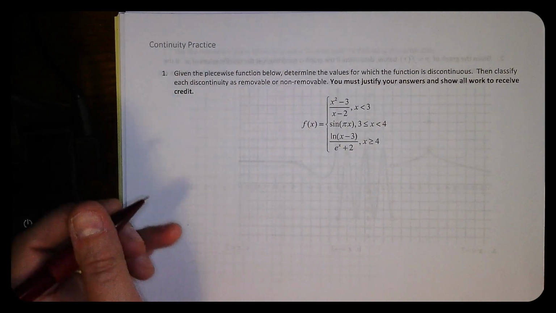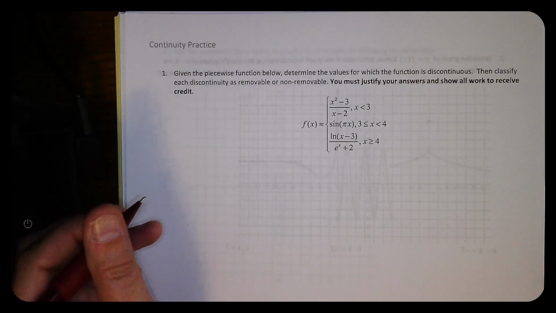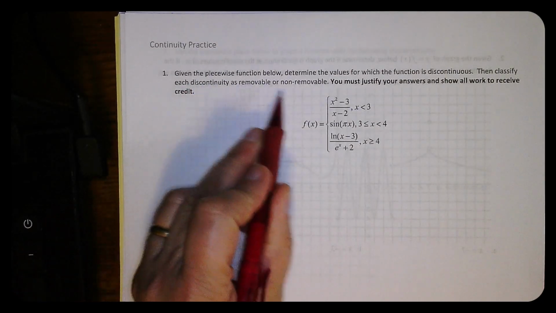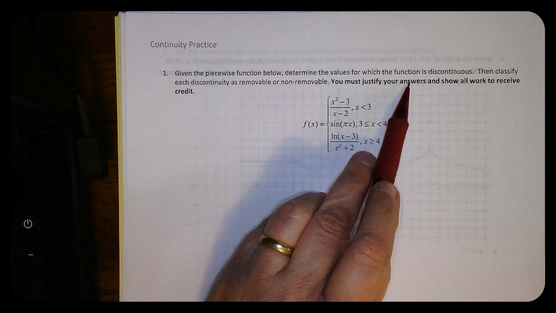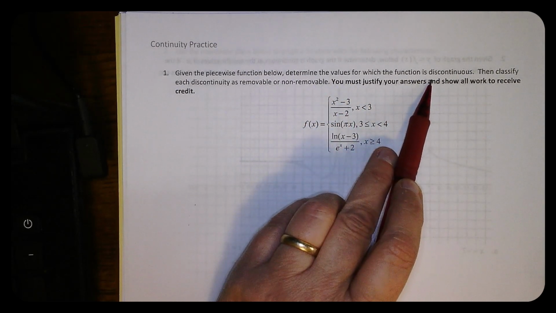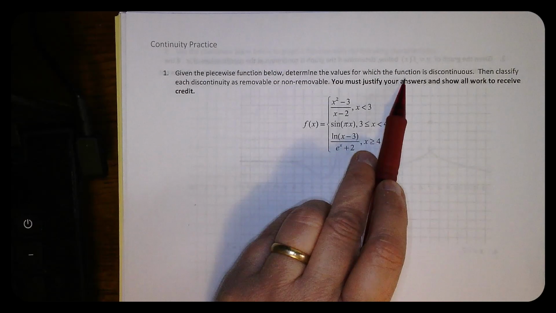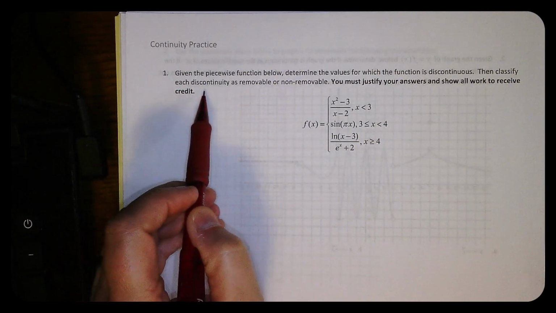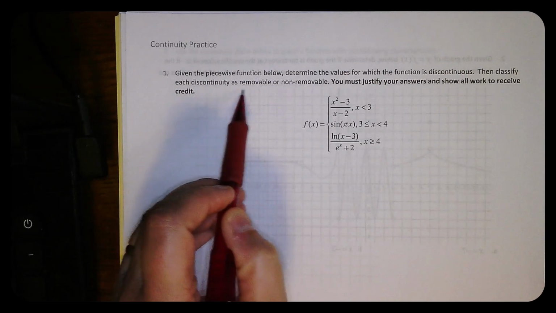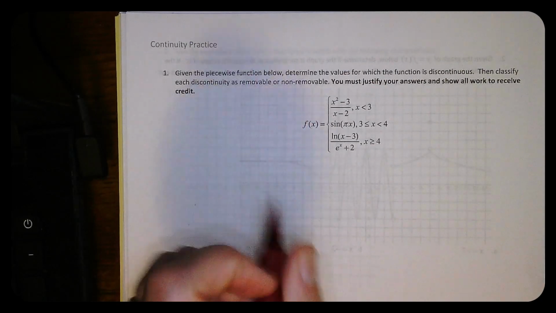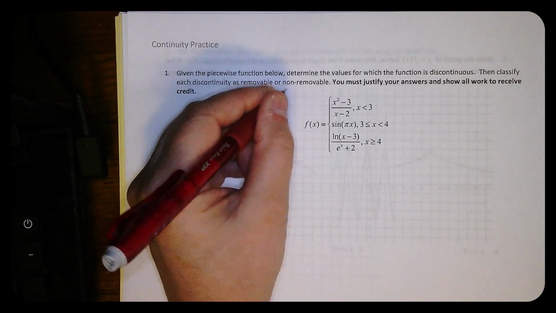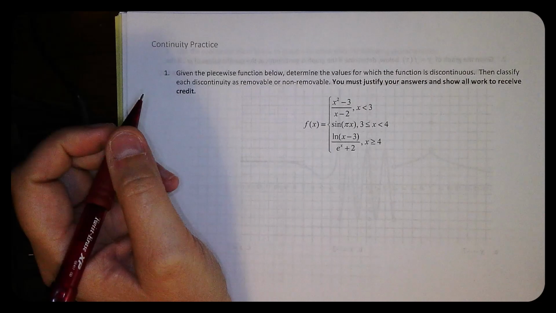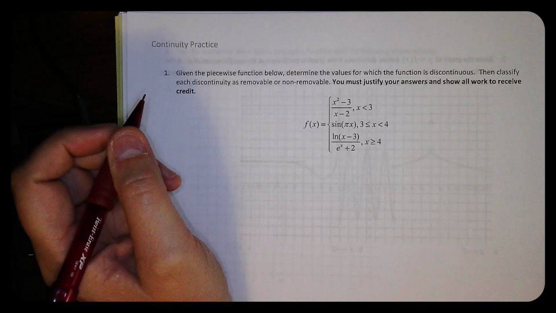Okay, so here's the key to the practice worksheet on continuity. Number 1 says, given the piecewise function below, determine the values for which the function is discontinuous. So we're looking for point discontinuity, and there's that test we can use. Then classify each discontinuity as removable or non-removable, and we have two types: infinite, if there's an asymptote, and jump. You must justify your answers and show all work to receive credit.